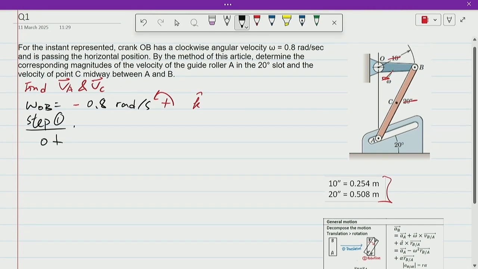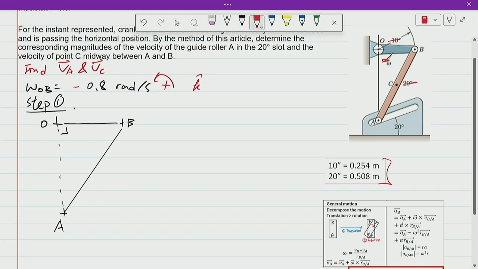So we start with pin O. That's fixed. It only rotates, and it connects to B. And it comes down to here, to point A. Conveniently, point A is directly below O. And this is at 20 degrees. Oh, wait, no, that's not 20 degrees.